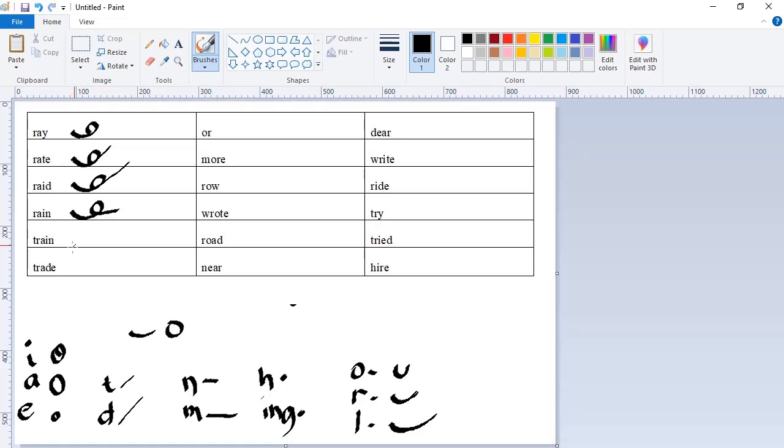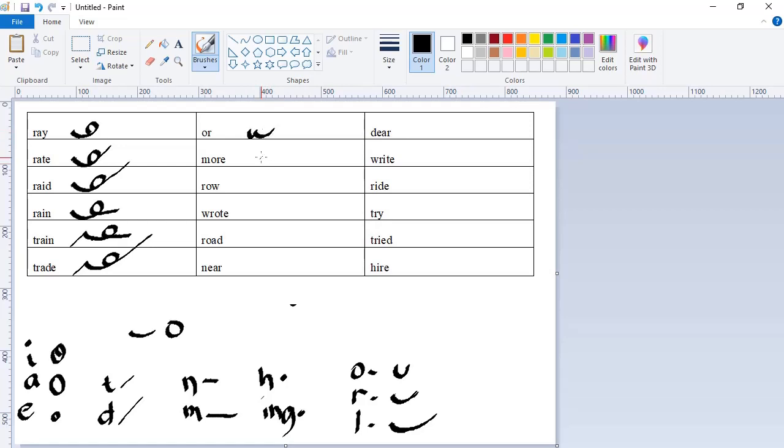Rain. Train. So, we have T, R, A, N. Again. We have T, R, A, N. Train. Now, next. Trade. T, R, A, D. Ulit. T, R, A, D. Trade.